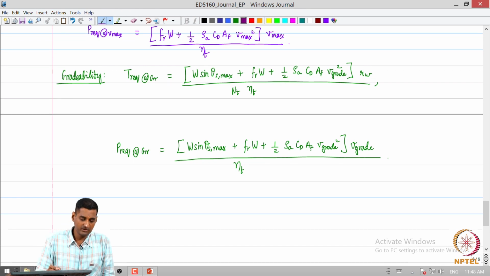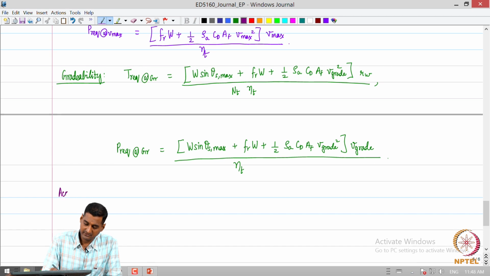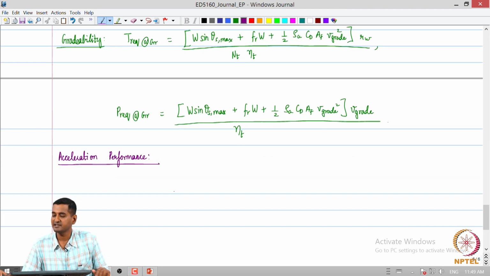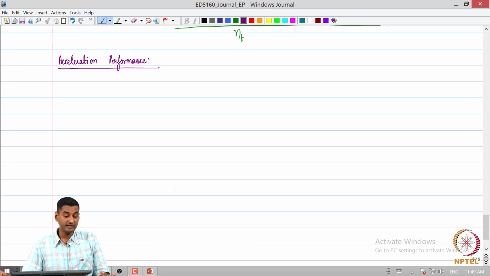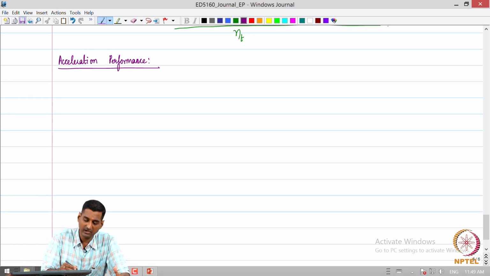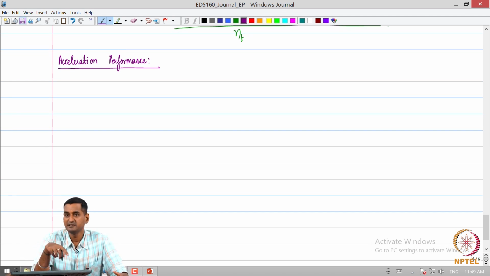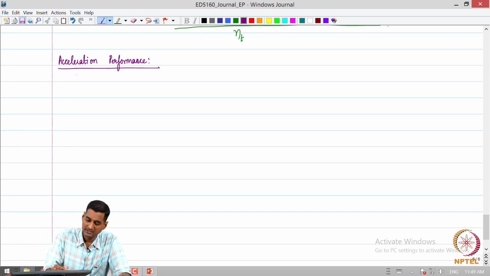The last requirement that we will look at is acceleration performance. In the electric powertrain, one more advantage is that we will be able to get an explicit relationship between the torque and power requirements to satisfy the acceleration performance. So, that is an advantage. We will see how we get a simple expression for this.